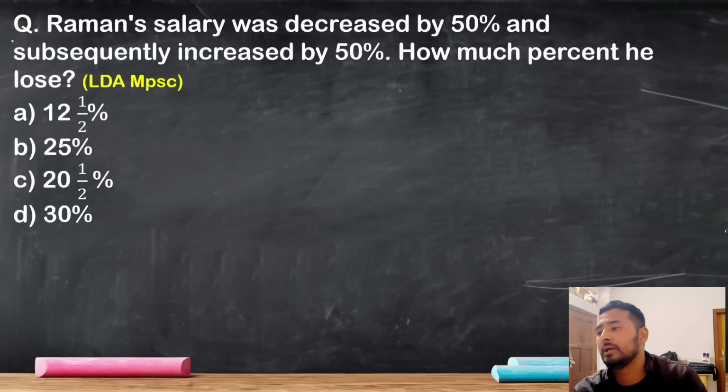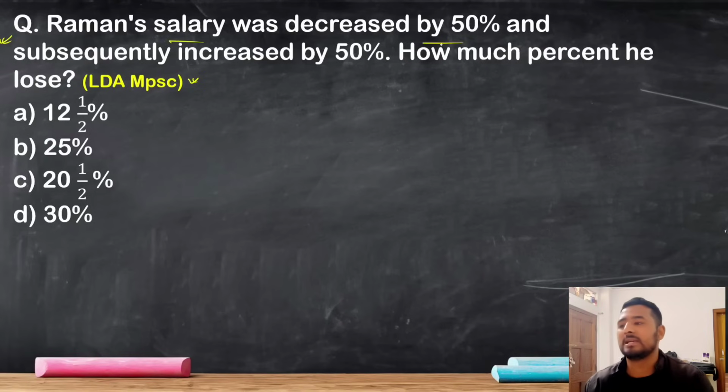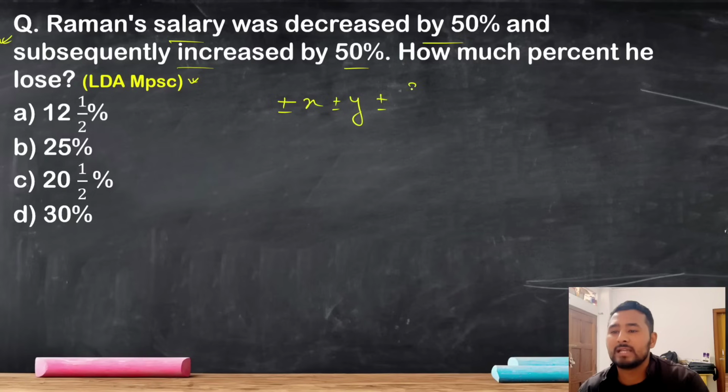Now let's see one more example. Question number this one. This also has come in LDA and PSC. Okay, recently it has come. Raman's salary was decreased by 50% and subsequently increased. Very easy. You can do it using the successive method. So you know the formula: plus minus x plus minus y plus minus xy by 100, right? You can do like this.